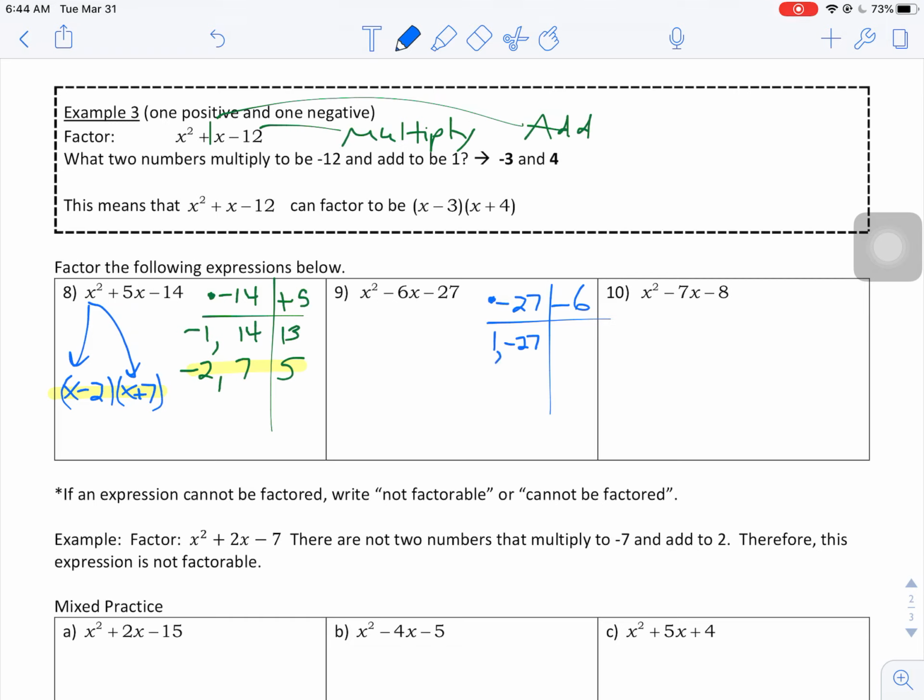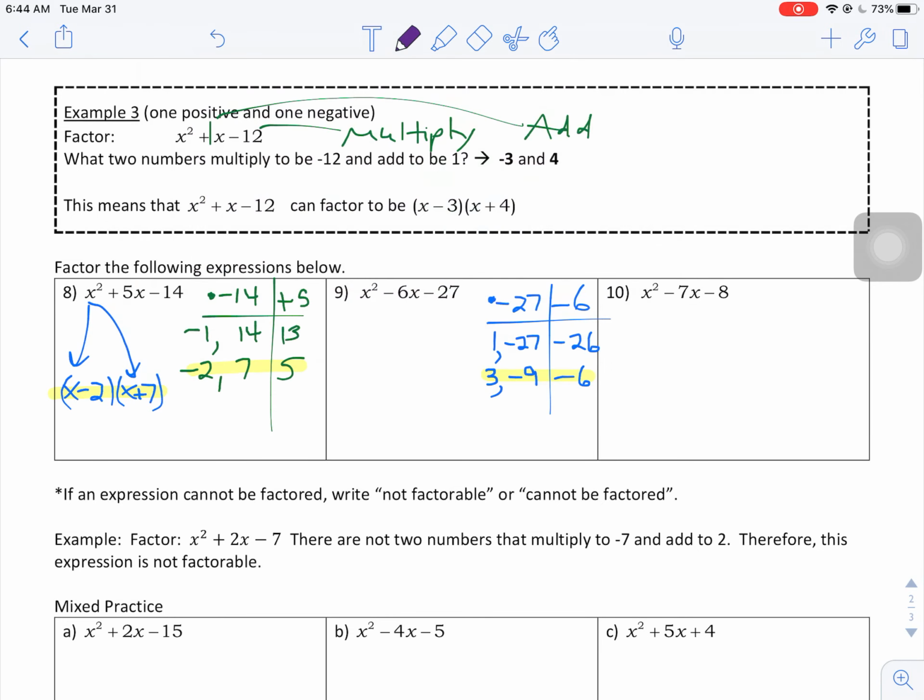So 1 plus negative 27 is negative 26. That does not work. Try 2. 27 divided by 2 is a decimal, so I won't even bother writing that down. Try 3. 27 divided by 3 is 9. I'm going to put the negative sign on the bigger number, because that's the only way I can add up to a negative. And then sure enough, that works. 3 plus negative 9 is negative 6. So those are the numbers that work.